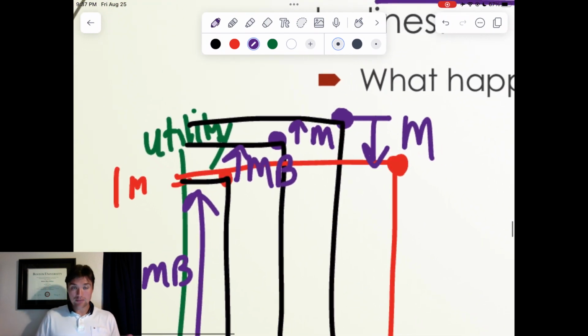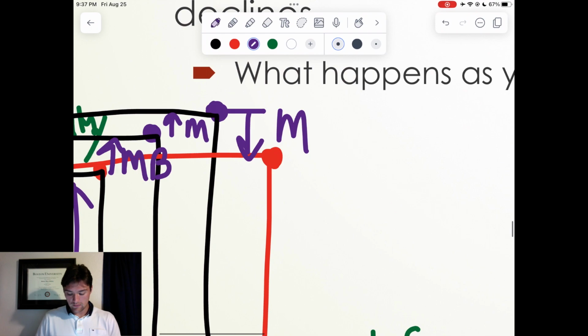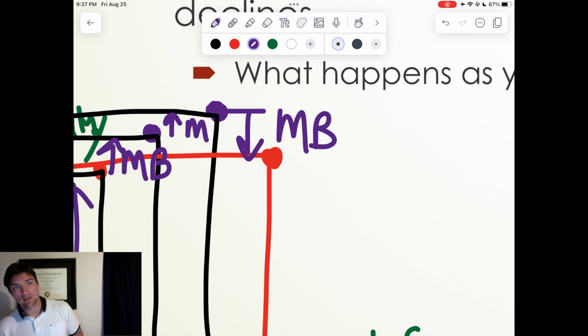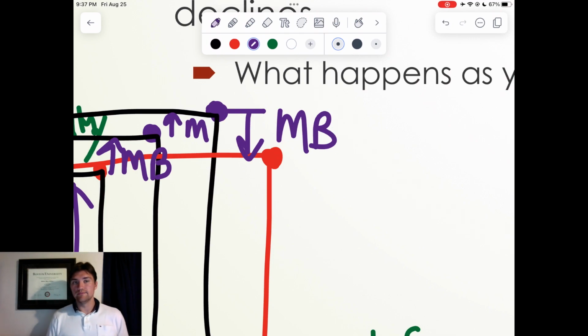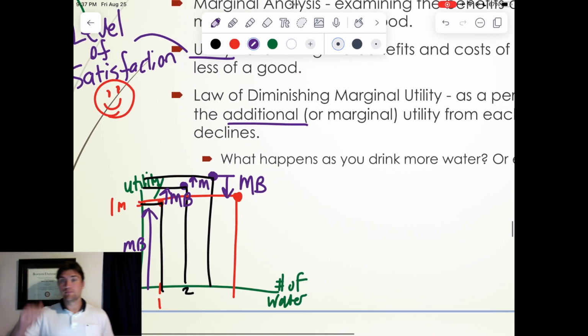So that's what's happening with utility, and then all of a sudden it starts to go down, and now we have a negative marginal benefit. So based off of this, how many water bottles should I consume? 3. 3 would be my happiest I can be. So that's how utility works, and that's the law of diminishing marginal utility.